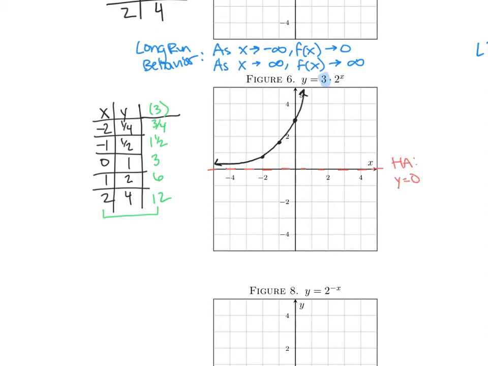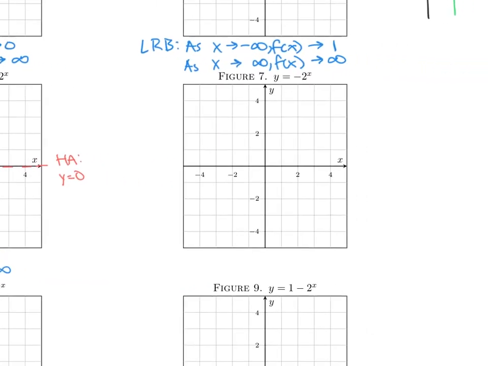at y is equal to 0, and our long run behavior is going to be the same as the previous function above. So as x goes to negative infinity, f of x goes to 0, and as x goes to positive infinity, f of x is also going to go to positive infinity. Let's try the next question.